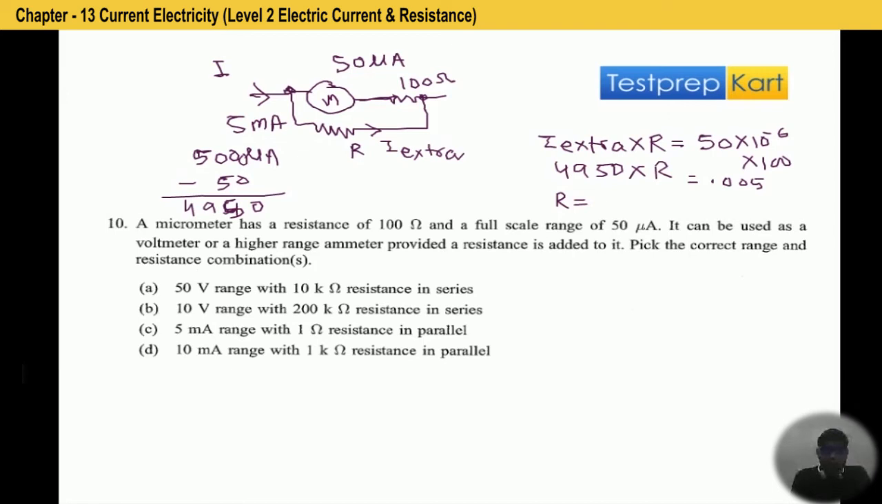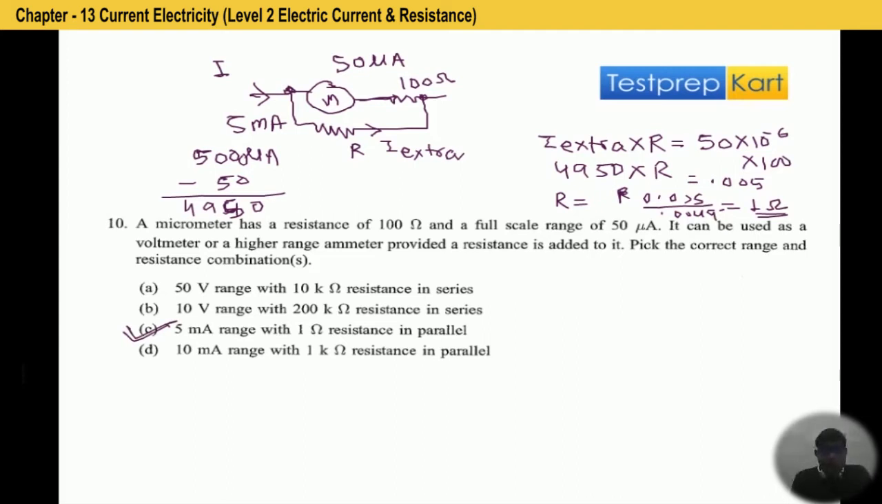We must keep in mind that this current is 4950 microampere and this is in volt. So we can say R is approximately equal to 0.005 divided by 0.00495. So it is approximately equal to 1 ohm. So option C is right for sure.